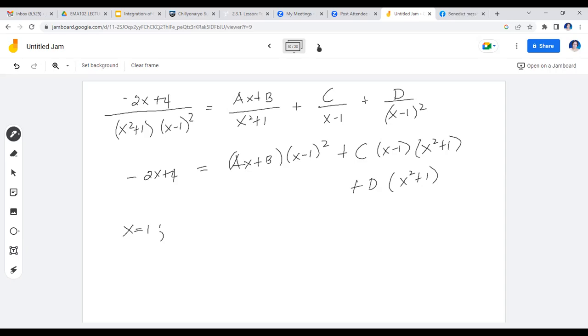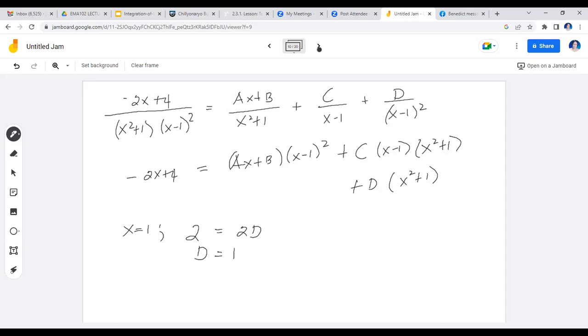So you substitute x here equal to 1. So that would be -2 plus 4. So that's +2. Okay? Now, when you substitute 1 here, this will be 0 because this is 0. This will be 0 because that would be 0. So what is left is this 1. So you have 1 squared plus 1. So that would be 2. So you have 2d. So d is equal to 1.